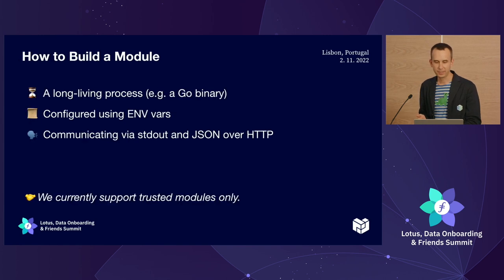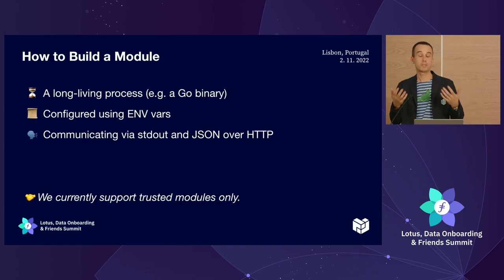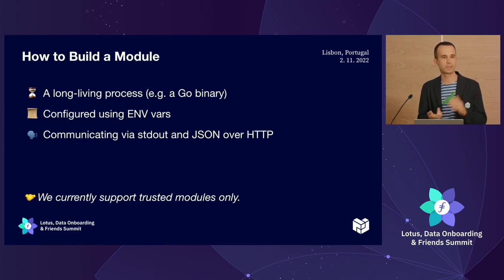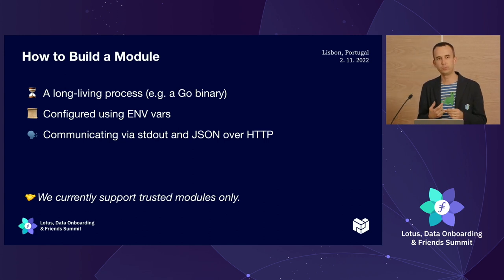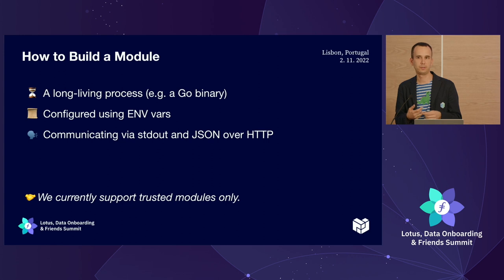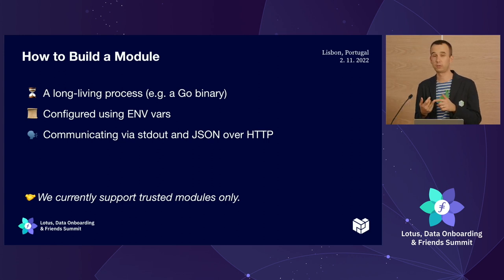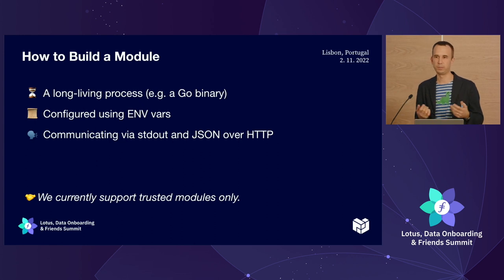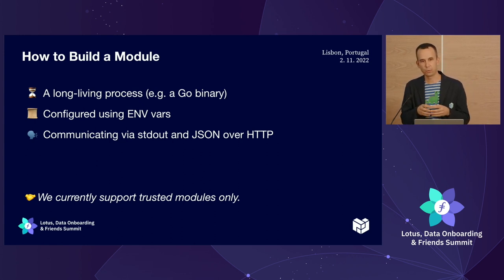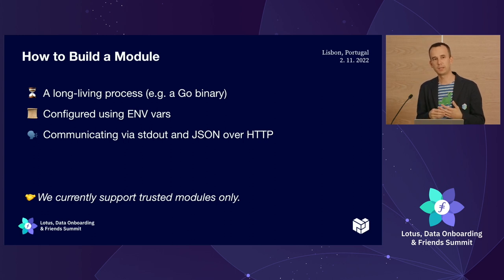It's super easy. You just give us any binary. It can be a Go binary, a Rust binary. Probably Node.js would work as well. Station will configure you using environment variables. This is the well-known 12-factor app approach. And the communication is over stdout and HTTP. Very easy. And the important thing to mention here is that we support only trusted modules right now.